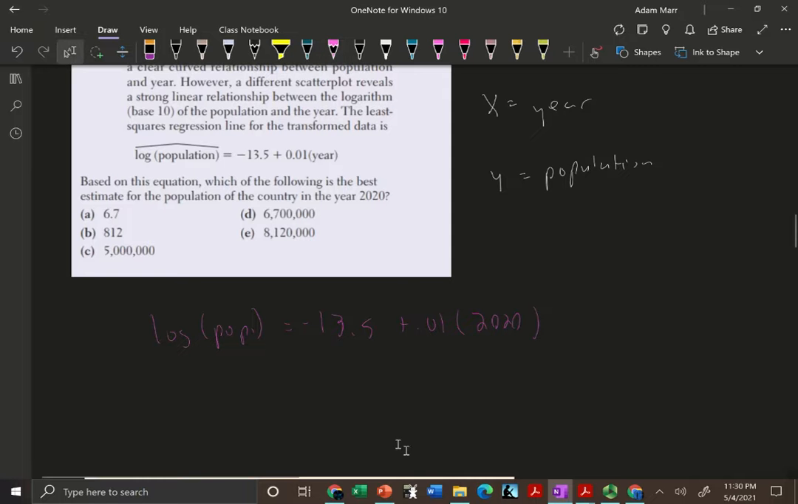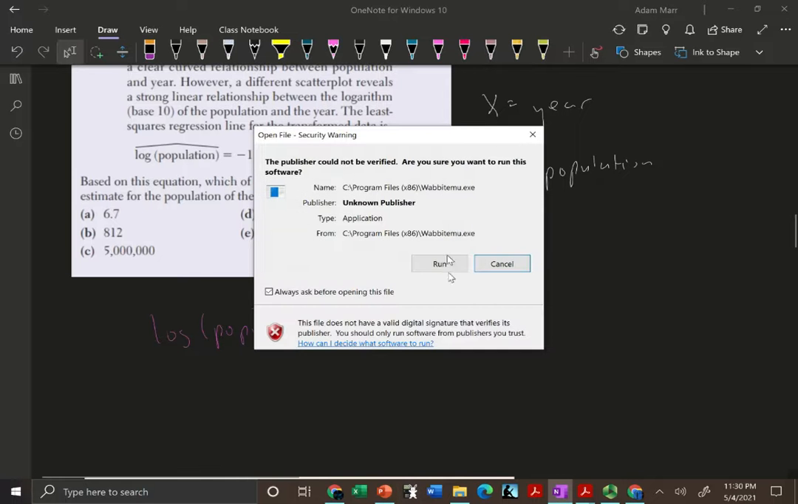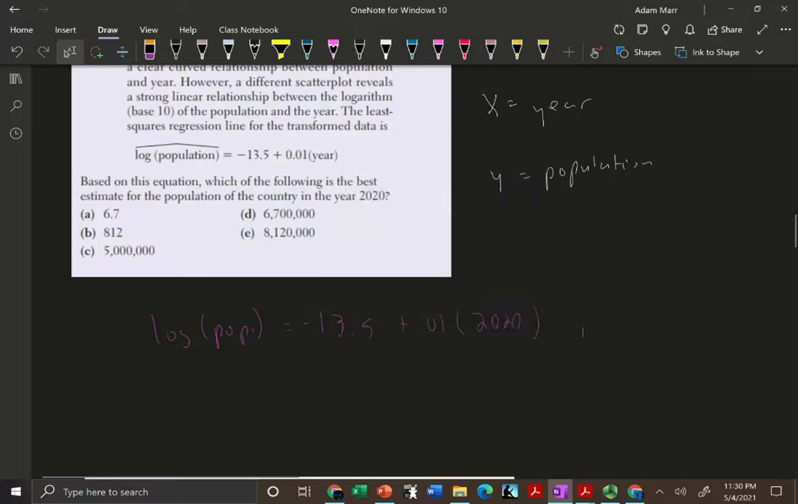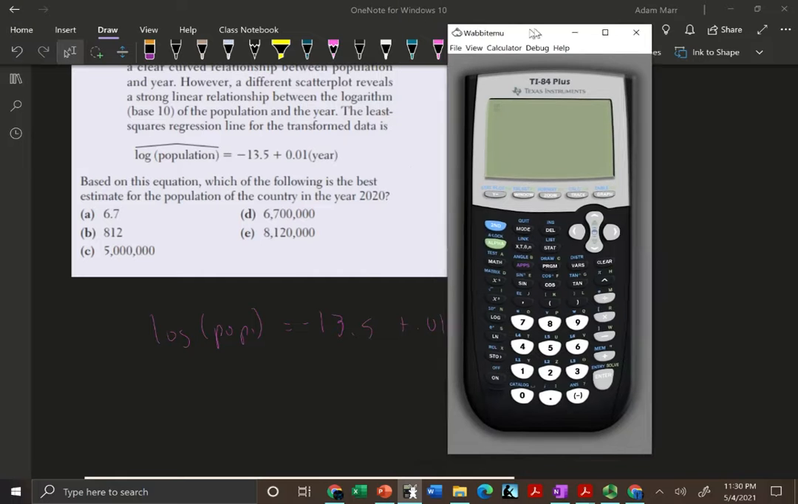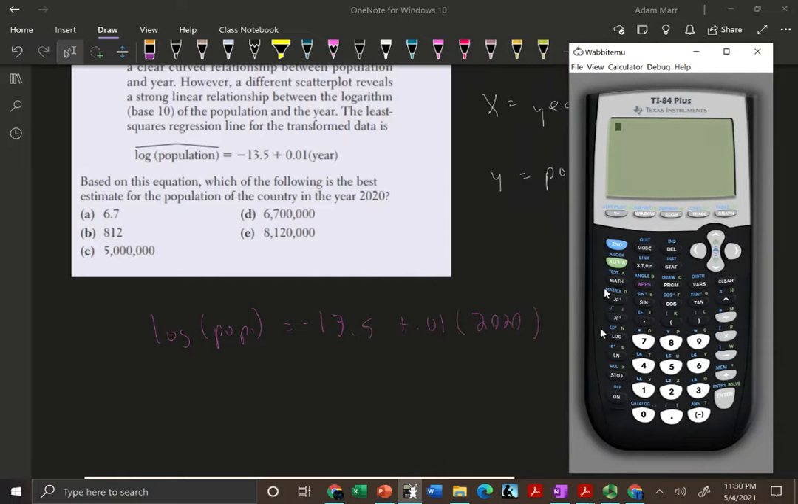Let's put this all in. So we go and put in, just remember how to do logs on the calculator. Hopefully you guys are familiar with that. But anyway, actually, in this case, you don't even have to do that. So it's negative 13.5 plus 0.01 times 2020.